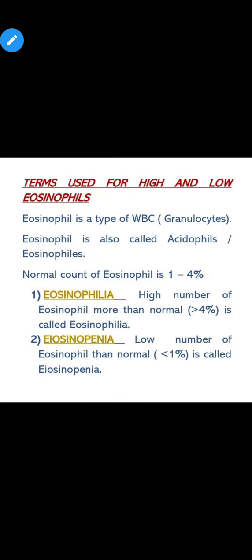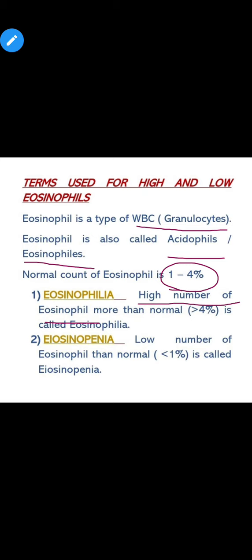Next is the term used for high and low eosinophils. Eosinophil is a type of white blood cell, a granulocyte. Eosinophil is also called acidophil. Normal count of eosinophils is 1 to 4%. The term eosinophilia is used when there is a high number of eosinophils, more than 4%. A count of more than 500 eosinophils per microliter of blood is generally considered eosinophilia in adults.